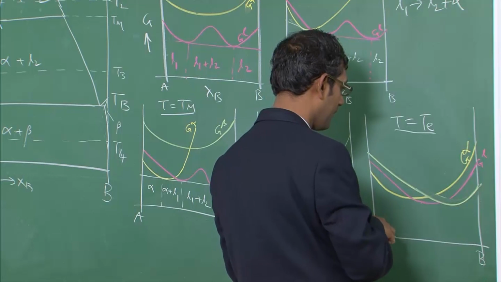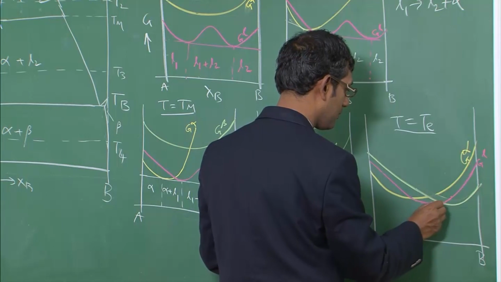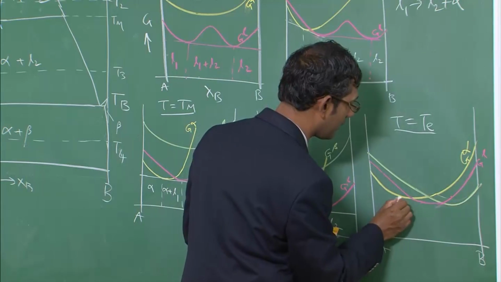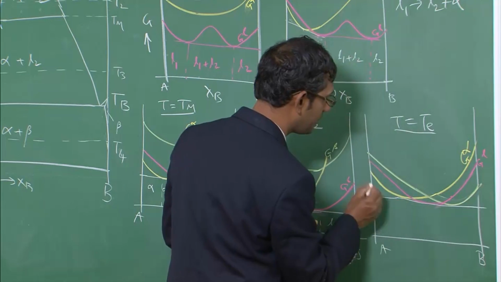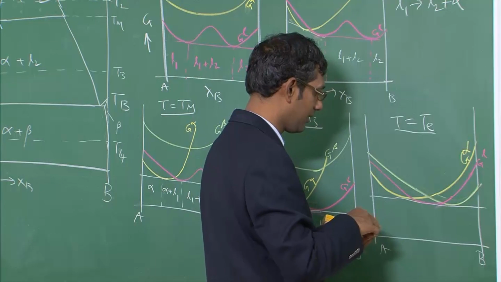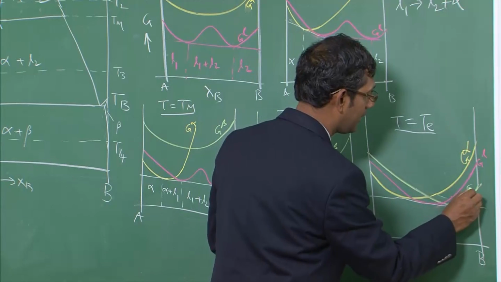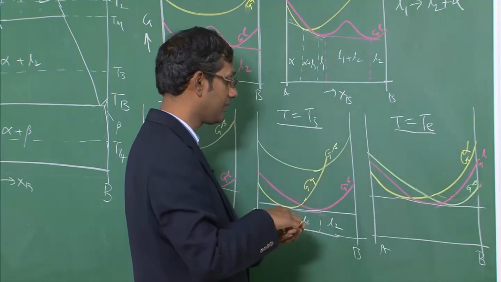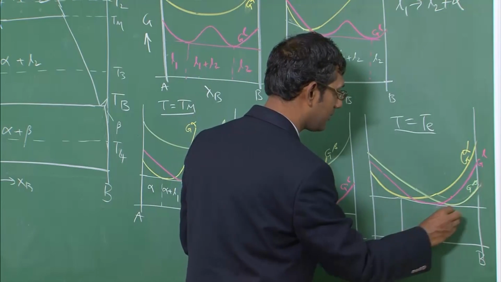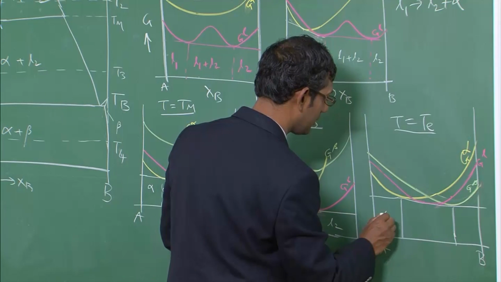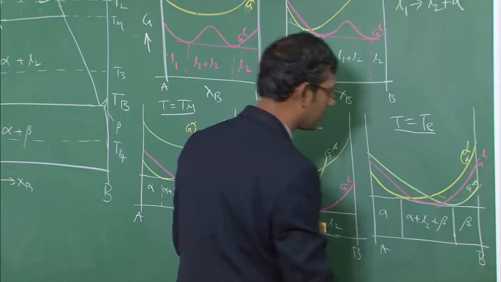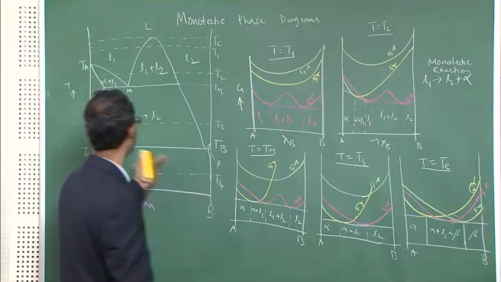Okay. So these things you should practice, then only you will get it. There is a common tangent between G alpha, G beta and G L. This is G beta, the green color text, and so you draw a common tangent here. So this is alpha plus L2 plus beta and beta. That is what you see here in the T.